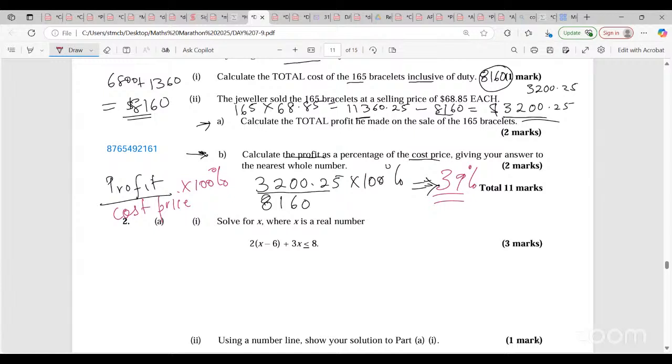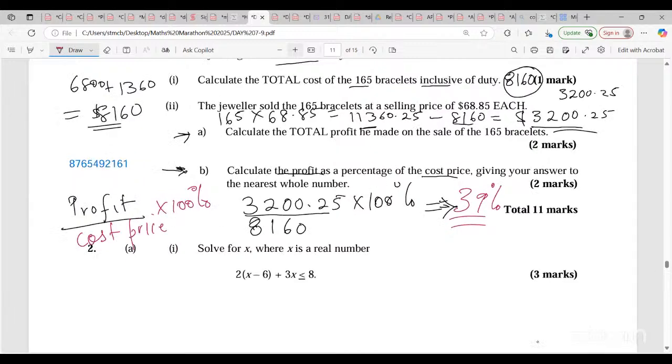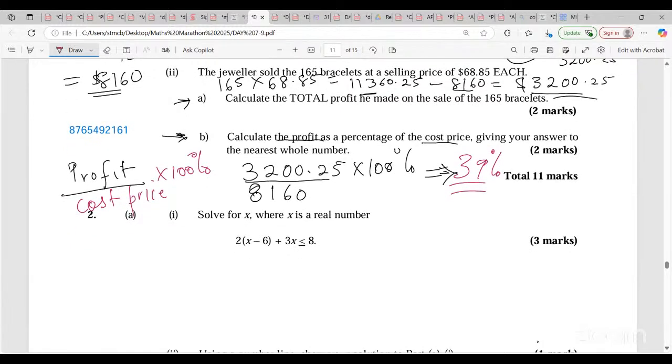Yeah, Courtney, I agree with Courtney. Next one, guys. We're good. Solve that one here, guys. Solve for x, where x is a real number. 2 bracket x minus 6, plus 3x, less than or equal to 8. What's the value of x? And that's 3 marks. So it's 3 marks for that one.